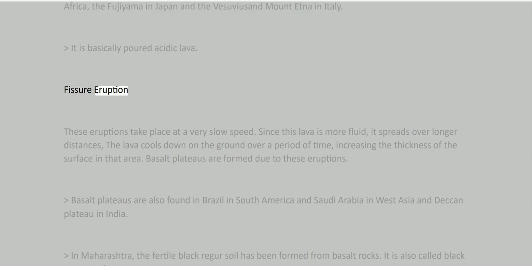Fissure eruption: these eruptions take place at a very slow speed. Since this lava is more fluid, it spreads over longer distances. The lava cools down on the ground over a period of time, increasing the thickness of the surface in that area. Basalt plateaus are formed due to these eruptions. Basalt plateaus are also found in Brazil in South America, Saudi Arabia in West Asia and the Deccan Plateau in India. In Maharashtra, the fertile black regur soil has been formed from basalt rocks. It is also called black cotton soil.